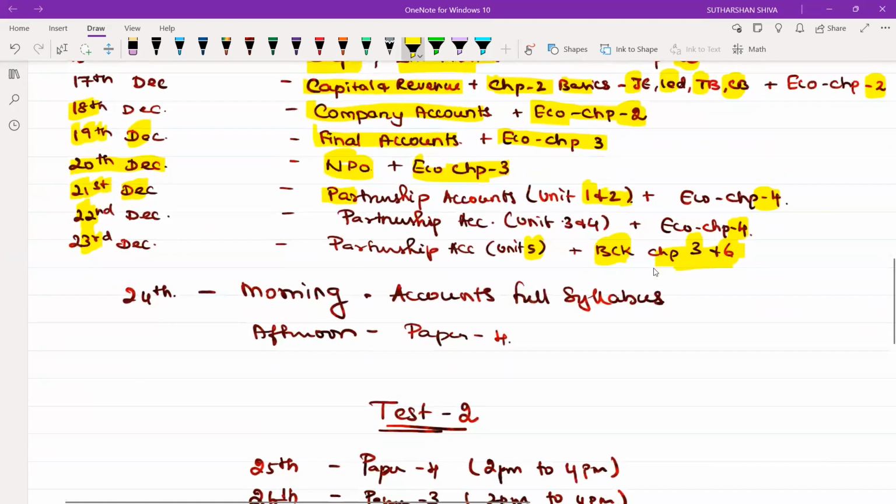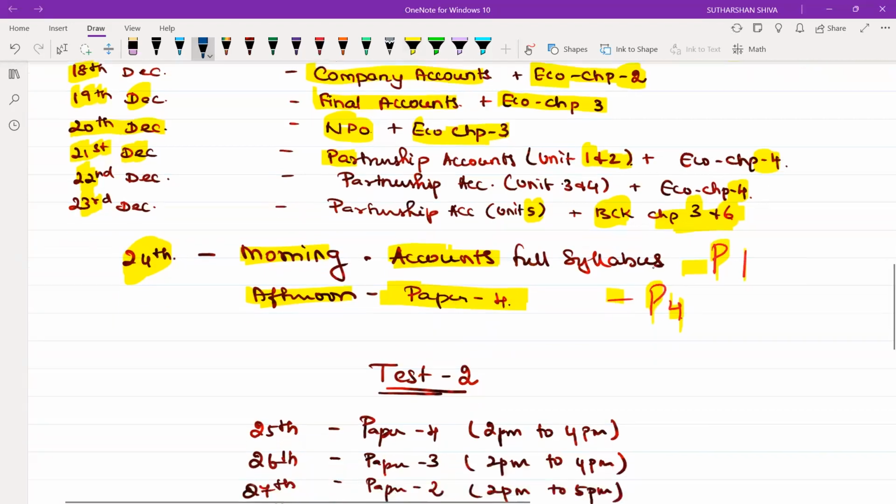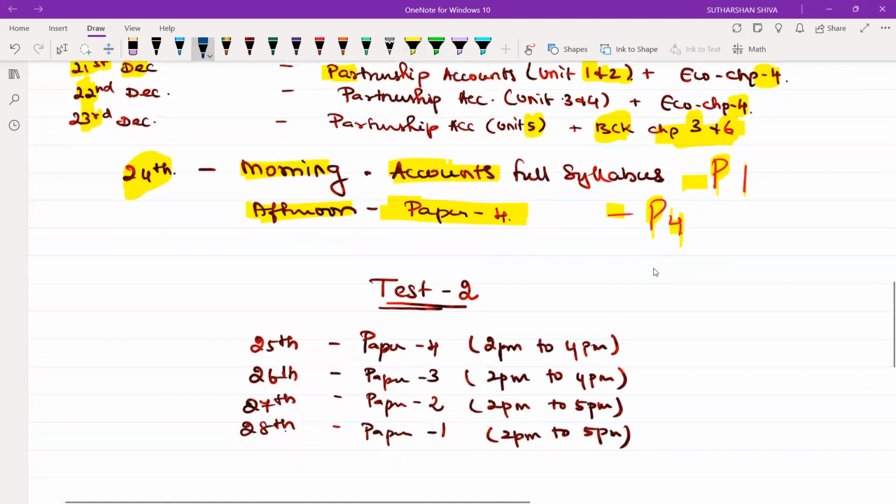So on day 24th morning, you will write the accounts full syllabus test. In the afternoon, you will write the paper 4 full syllabus test. That is, paper 1 and paper 4 full syllabus tests you will write. After this, test 2 will come up.